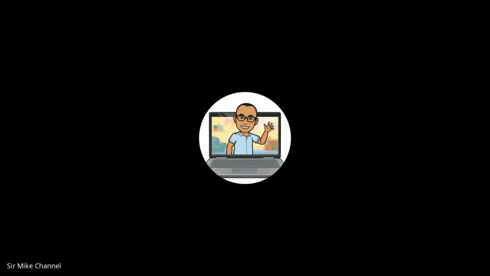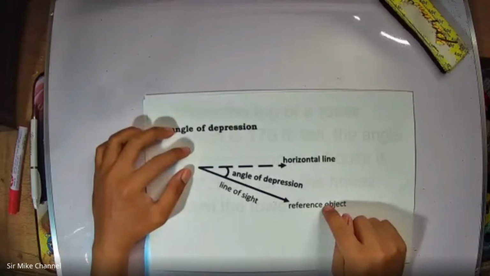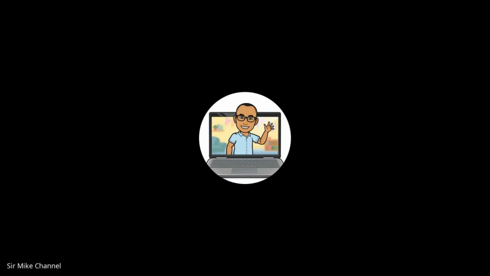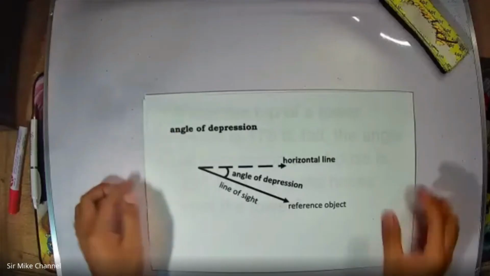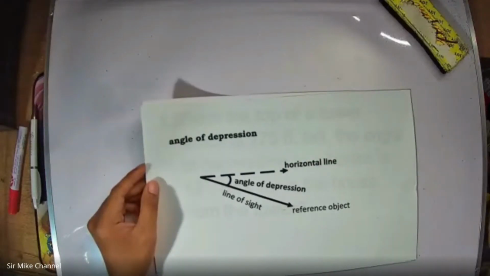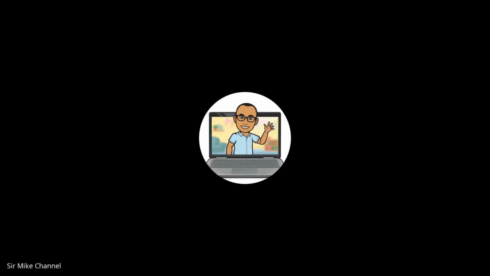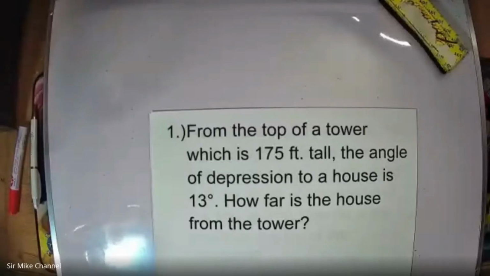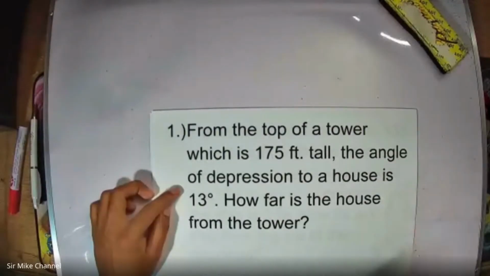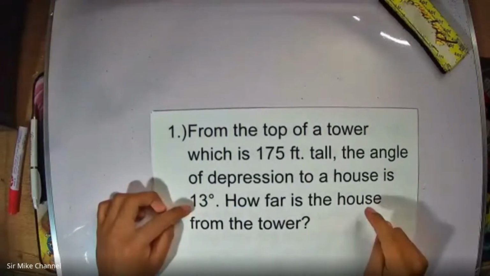Ito. Let's say ikaw nasa taas ka, tinitignan mo yung object or any reference object pababa. Ayan, so andito yung observer natin, nag-form tayo horizontal line, so ito yung line of sight, pababa ka, and then ito, so angle of depression yung na-form natin. Okay, so example number 1. So from the top of the tower, which is 175 feet tall, and the angle of depression to the house is 13 degrees. How far is the house from the tower?